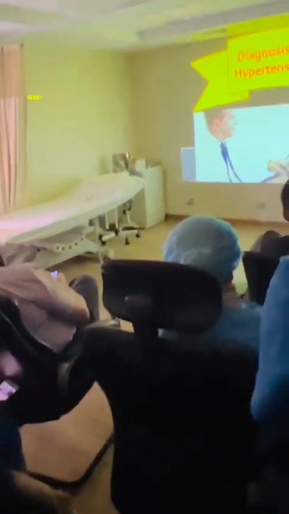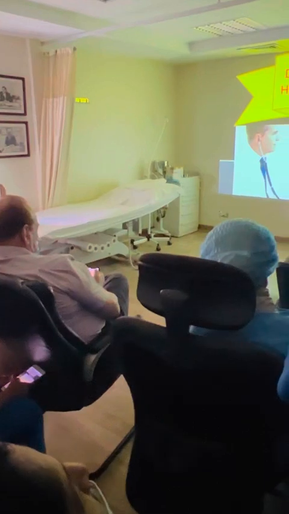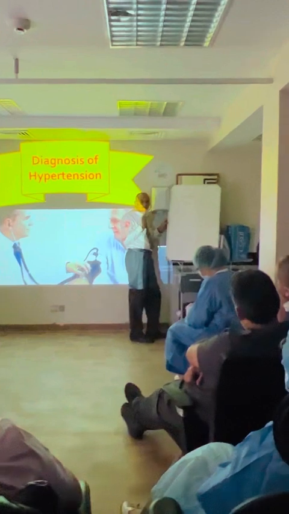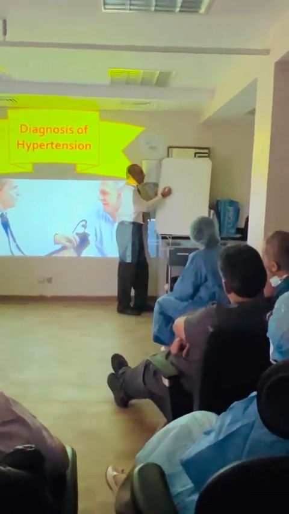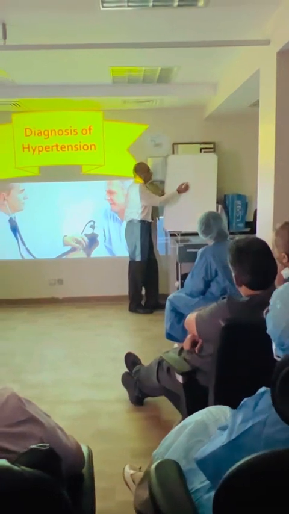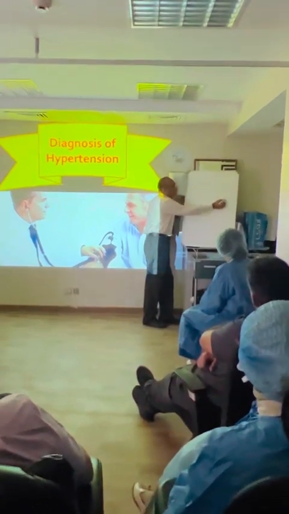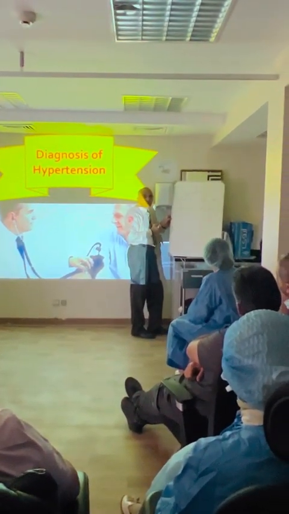For a pre-hypertensive patient, the systolic will be from 120 up to 140, and the diastolic from 80 to 90. So this reading we call pre-hypertensive. The hypertensive stage 1 patient is from 140 to 160 systolic, and the diastolic from 90 up to 99. This is stage 1 hypertension.